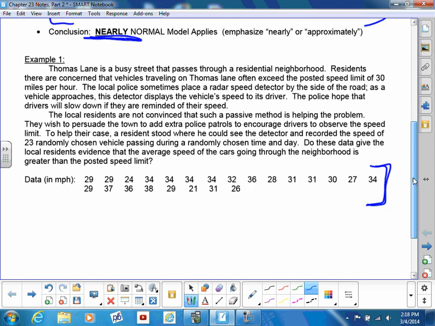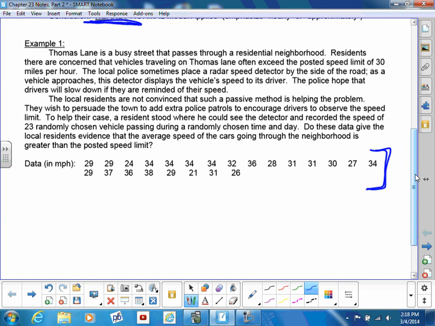Okay, so let's move on. Here we go. Example 1. Thomas Lane is a busy street that passes through a residential neighborhood. Residents there are concerned that vehicles traveling on Thomas Lane often exceed the posted speed limit of 30 miles per hour. The local police sometimes place a radar speed detector at the side of the road, and as a vehicle approaches, this detector displays the vehicle's speed to its driver. The police hope that drivers will slow down if they are reminded of their speed. Have you ever seen one of those off to the side? I always wonder which one's me, but anyway.